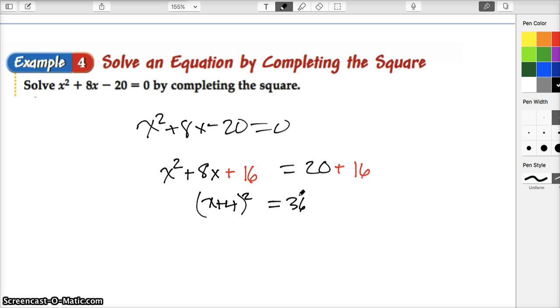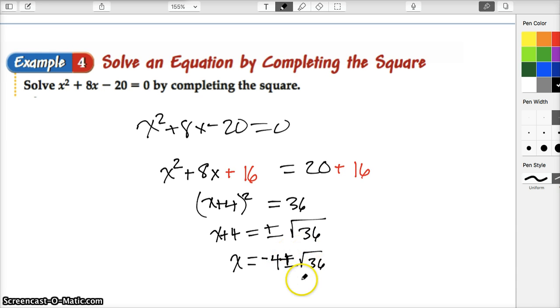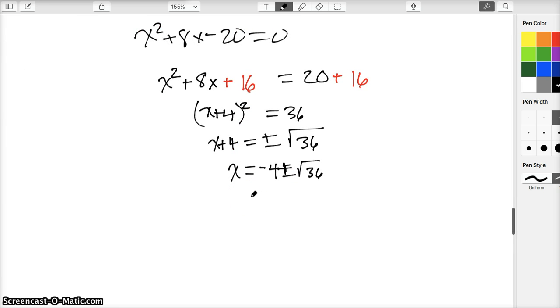So the question is, how do I solve it? Well, we're doing the same thing. We're going to take the square root of both sides. So on the left side, I have x plus 4 is equal to plus or minus the square root of 36. And then x is equal to, subtracting 4 on both sides, negative 4 plus or minus the square root of 36. Does that make sense, guys? I hope so. So now I'm going to finish it off.